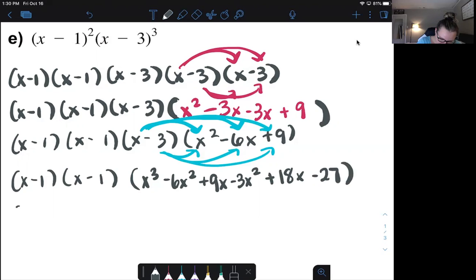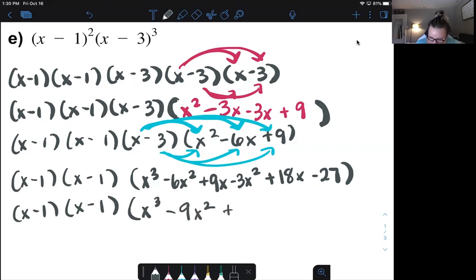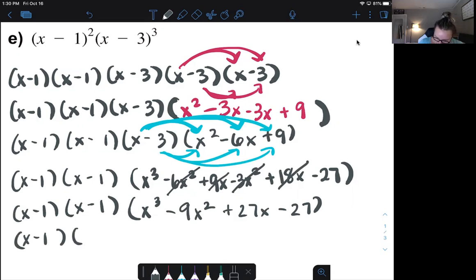All right, let's combine our like terms. I told you this problem was fun. Negative 9x squared, 27x, and negative 27. So negative 6x squared minus 3x squared is negative 9x squared. 9x plus 18x is 27x. All right. Okay, so now we're ready to distribute again.